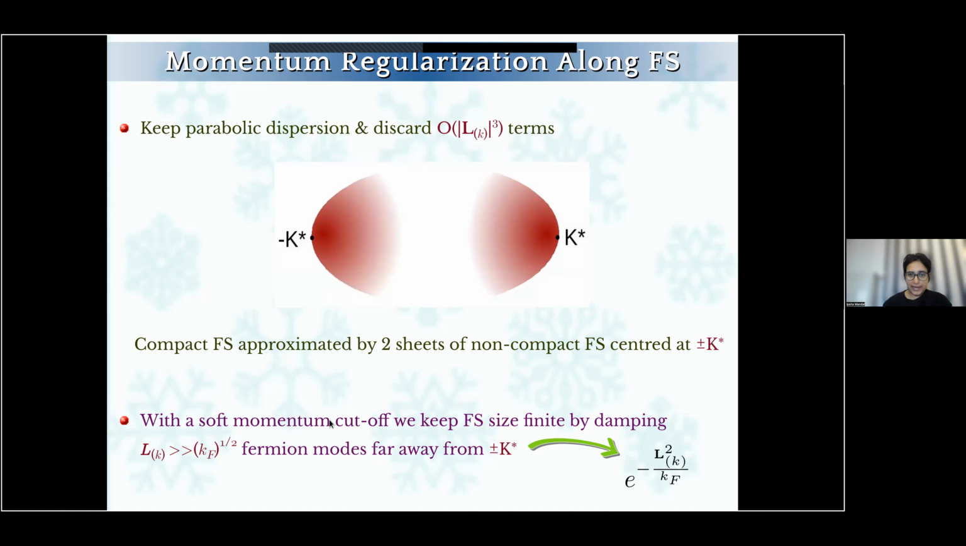We can take care of this superficial non-compactness by using a soft momentum cutoff. So we'll keep this finite size of the Fermi surface in our integrals by damping out very large L k modes, which are far away from plus minus k star. And this soft cutoff is employed by using an exponential damping factor.